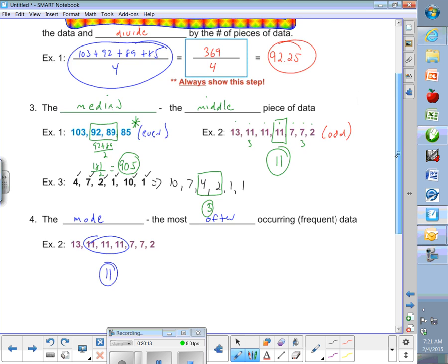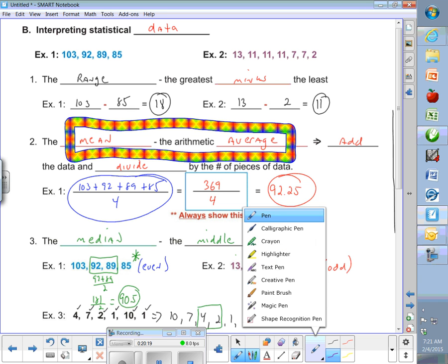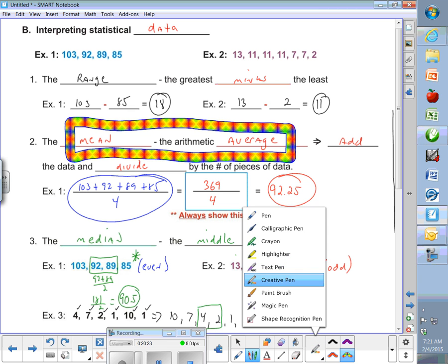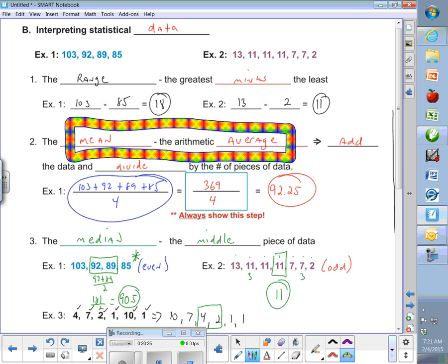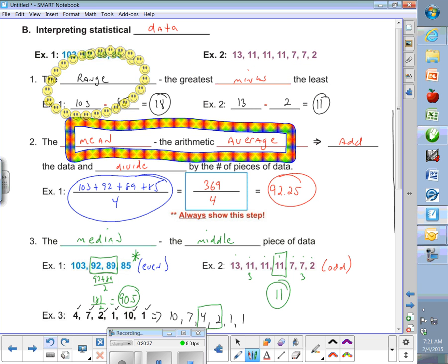So let me recap this page with you. So don't forget the range. Just take the highest and subtract from it the lowest, right? The highest minus the lowest is the range.